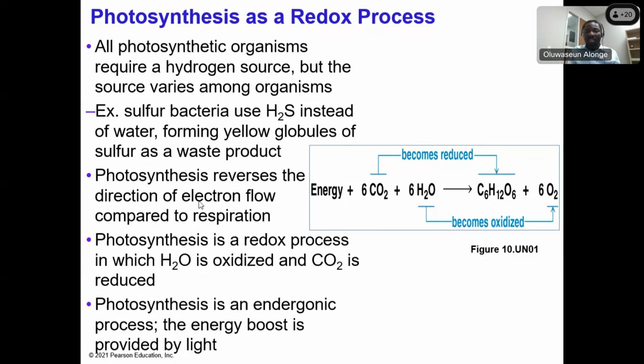Photosynthesis reverses the direction of flow of electrons compared to what you see in cellular respiration. So it's just like a reverse reaction, right? The flow of electrons is going to be reversed. Once you understand cellular respiration, you understand photosynthesis. Photosynthesis is also a redox reaction, like cellular respiration is, in which H2O is oxidized, and CO2 is reduced.